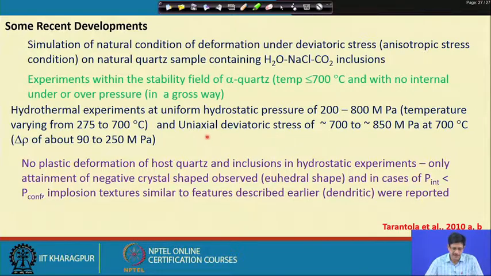So, the people who conducted the experiments, after each of the experimental runs were over, gradually brought the samples to normal conditions, and they were again studied under the microscope by relocating the same inclusions which were intact before the experiments. So, we will continue discussing this in the next class, correlating these experimental results to natural inclusions that we see in natural samples.